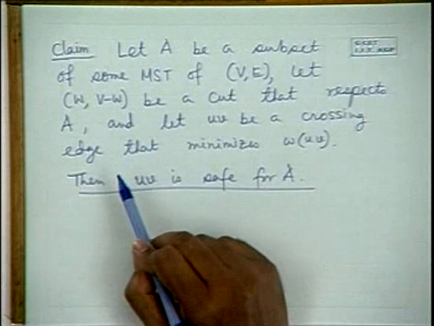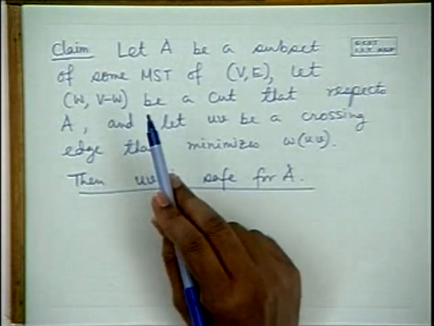Okay, if it happens that way, then look at all the edges which cross the cut and take the edge with the minimum weight in those edges, and that edge must be safe for A. So once we know this claim, we know how to compute a safe edge for A. We know what is A, we just take a cut. For that cut we know what are the edges which are crossing that cut. Look at the weights of those edges, take the edge which has the minimum weight, and that edge must be included in the set A because that is safe for A.